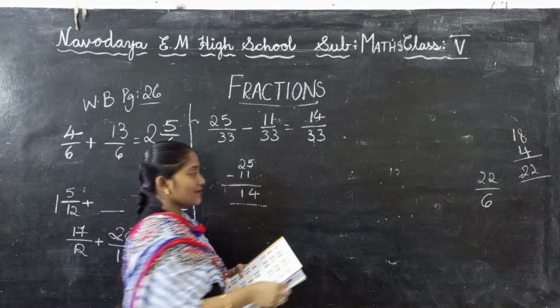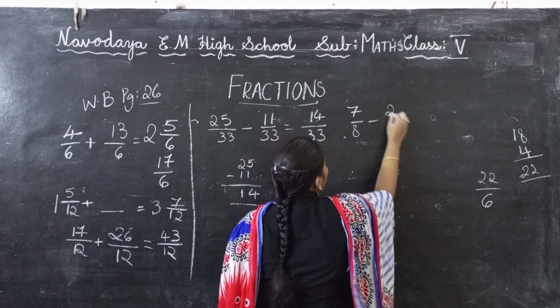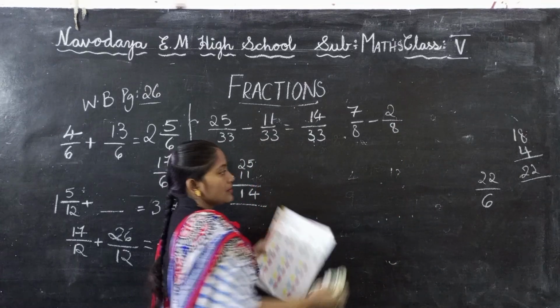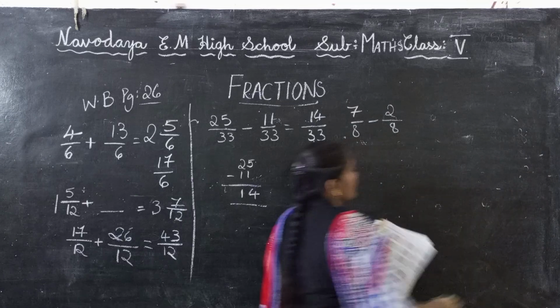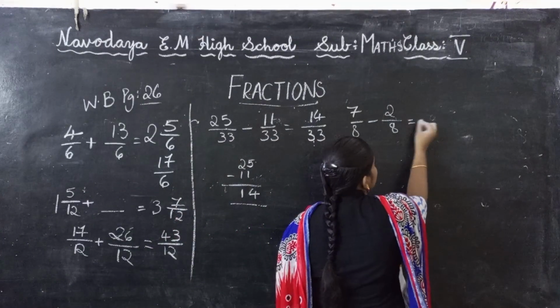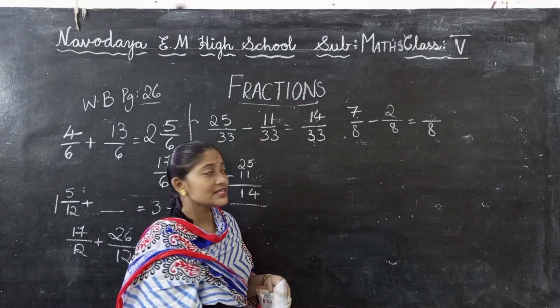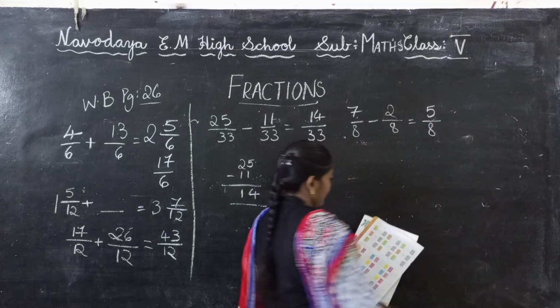Next one. 7 upon 8 minus 2 upon 8. The two denominators are same. So 7 minus 2. It's 5. So the answer is 5 upon 8.